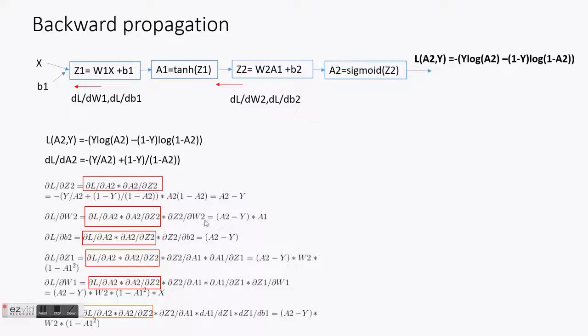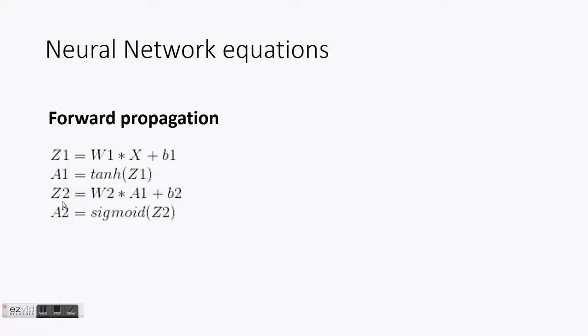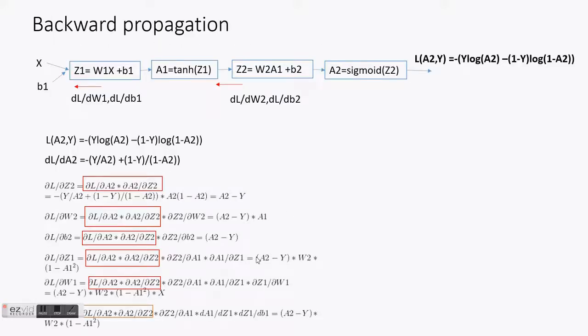So ∂Z2/∂W2 is A1, and ∂L/∂B2 is basically again, with the chain rule, ∂L/∂A2 into ∂A2/∂Z2 into ∂Z2/∂B2. Now this term we have already seen is A2 minus Y, and ∂Z2/∂B2, if I take ∂Z2/∂B2, this term becomes the constant, becomes ∂B2/∂B2, which is 1.